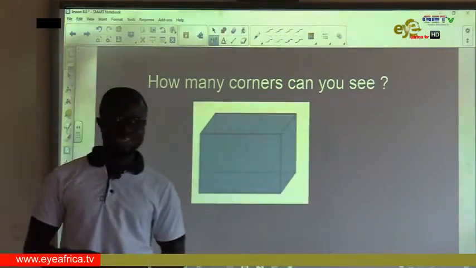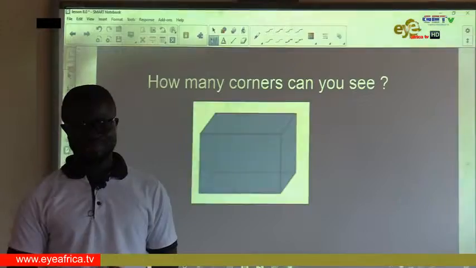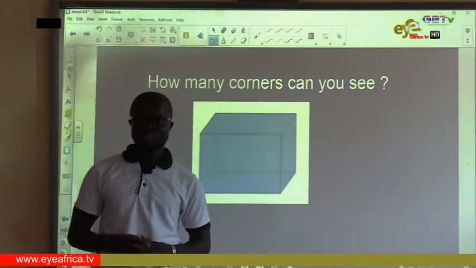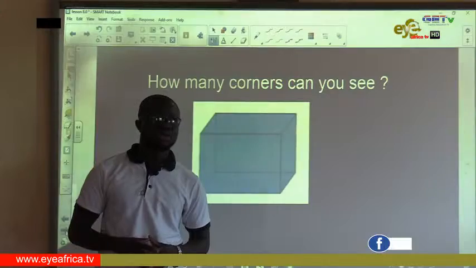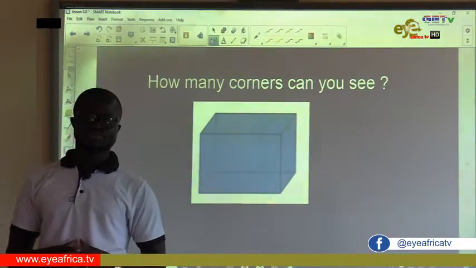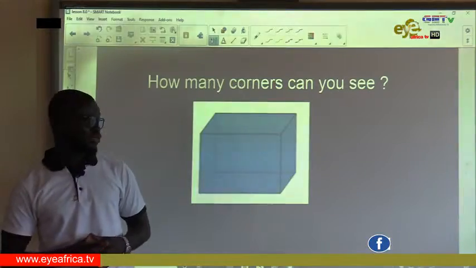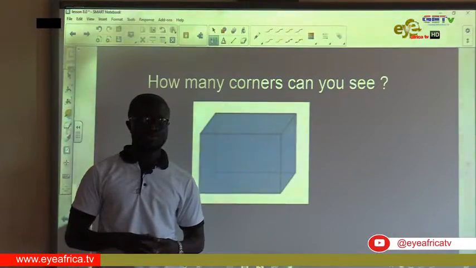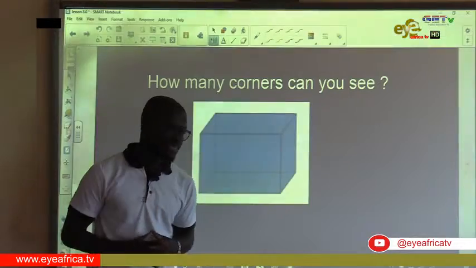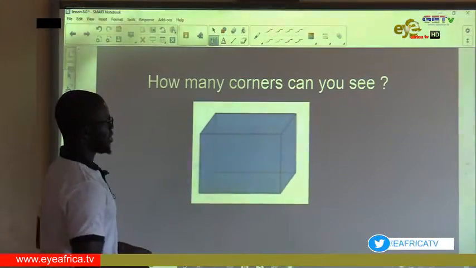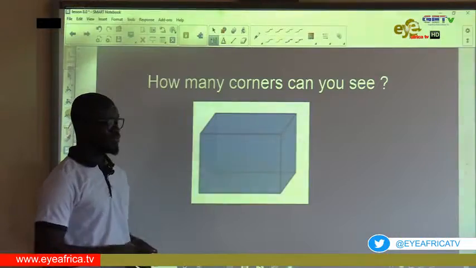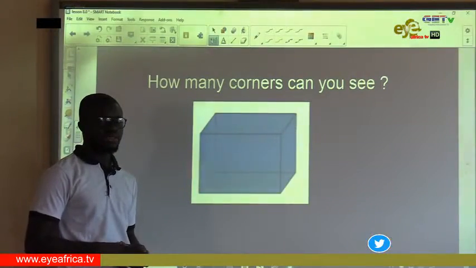We have another shape on the screen. In our previous slides, I made mention of this shape. What shape are you seeing on the screen? For those listening, the shape on the screen is a cuboid. The shape is a cuboid.